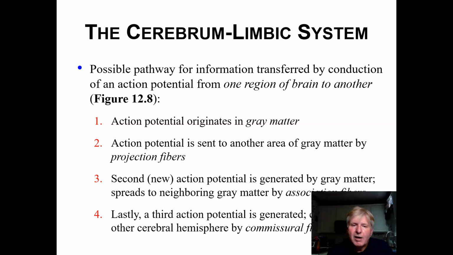So let's look at a potential pathway for information that's transferred by conduction of an action potential from one region of the brain to another. First, the action potential originates in gray matter. Remember, action potentials have to originate from the gray matter because that's the neuron cell body. The action potential is then sent to another area of the gray matter by projection fibers. Then a second new action potential is generated by gray matter, and it spreads to the neighboring gray matter by association fibers, but they're restricted to the same hemisphere. And then lastly, a third action potential is generated, and the information can then be communicated to the other hemisphere by the commissural fibers.